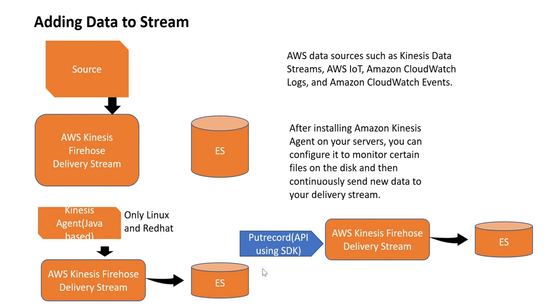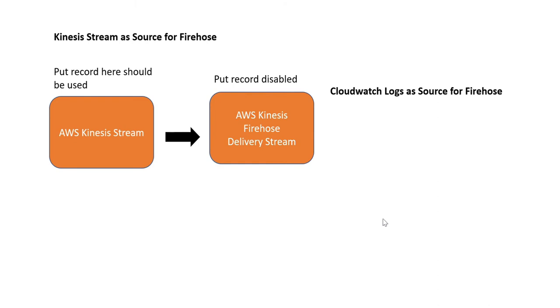Now let's also look at a case where you can use the API using the SDK to put a record in Firehose. That is also doable. Now what if you are using a Kinesis stream as your source? Then put record at the Firehose will not work. You have to use put record at the stream level.